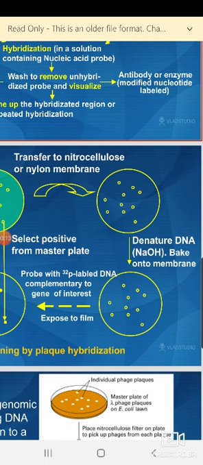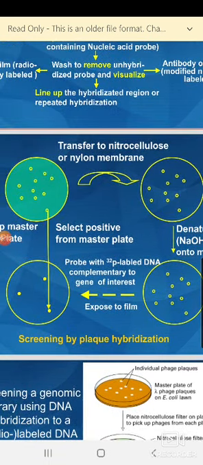Once this is done, you charge with a probe, P32-labeled DNA or any complementary sequence, an RNA sequence, whichever probe you have, or synthetic oligonucleotides. Then wash it, clean it, and then do autoradiography. In the autoradiography, you may see a few black spots. Now you need to check your master plate to see which colony actually lights up. In that colony, your gene of interest is located. So by doing that, you can screen an entire library.